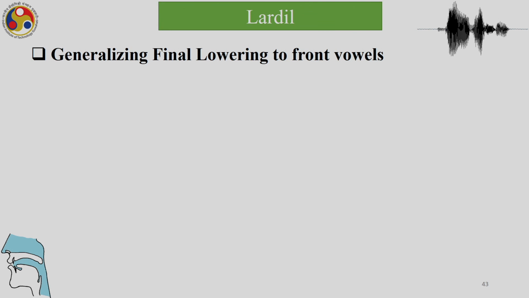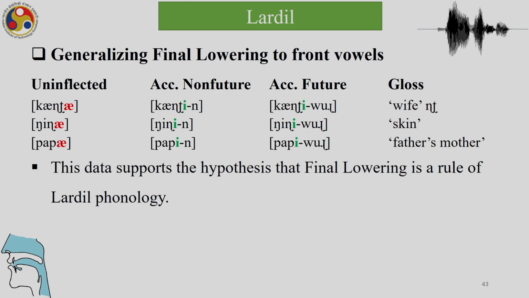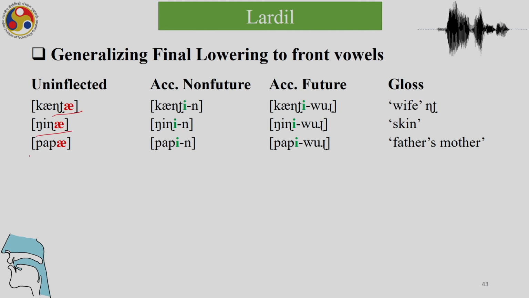So there is final lowering in Lardil. How do we know that? Look at this data that we have in front of us. We have kente, we have nine, we have pape, we have kentin, we have ngingin, we have papin, we have kentiwor, we have ngin and we have papiwor. When we have kent, which is the underived form, kente, note that in the accusative non-future we consistently find e, and in the accusative future again we consistently find e. Which means there must be a rule of lowering, which means that the underlying e must have changed in the uninflected form.